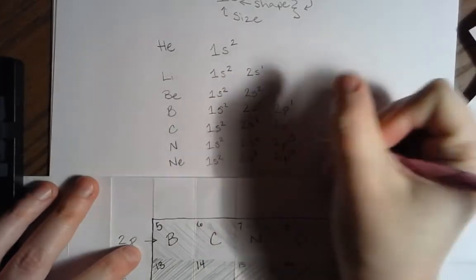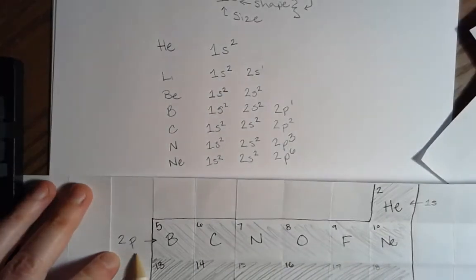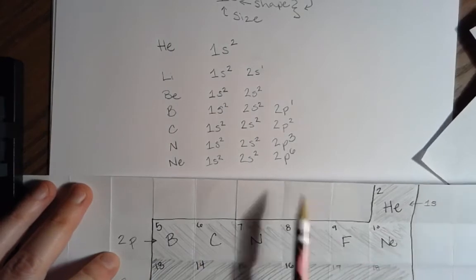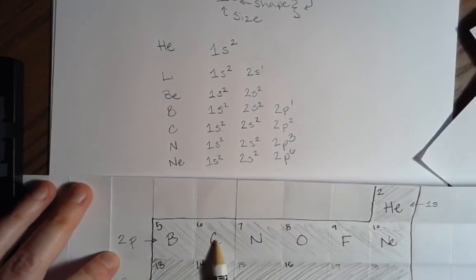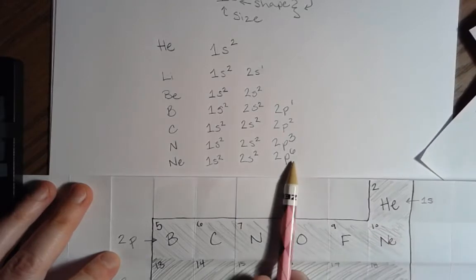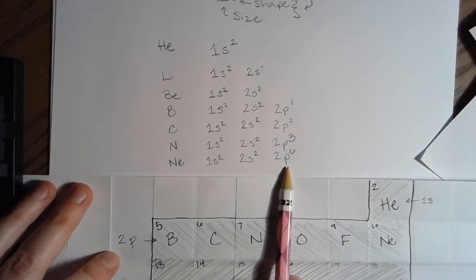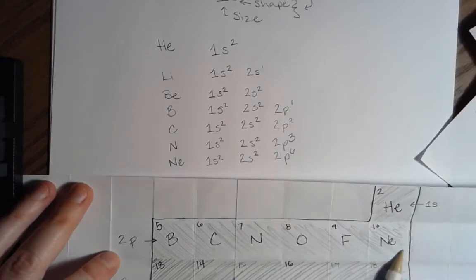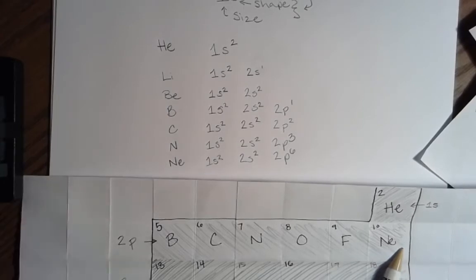That might have gone too fast. Okay, so this is the 2p. Here's neon. In neon's 2p, count across, that's where I got that 6. There's 6 electrons in neon's 2p. And at that point, the 2p is full, and we actually can't put any more electrons in it.